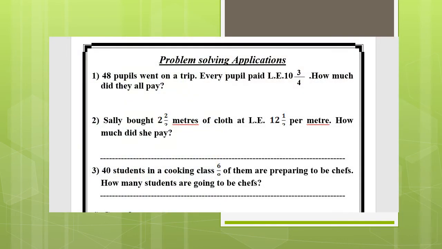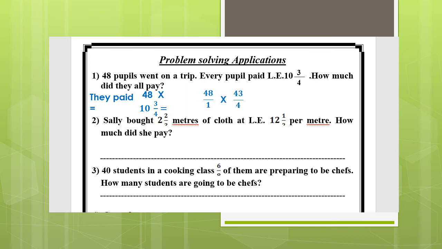Problem solving applications. 48 pupils went on a trip. Every pupil paid 10 and 3 over 4 pounds. How much did they all pay? So what I'm going to do, I'm going to multiply the 48 pupils times what each of them paid, 10 and 3 over 4. 10 and 3 over 4 is a mixed number, so I'm going to change it to an improper fraction. And the 48 is a whole number. I'm going to put it over 1 to make it a fraction form.